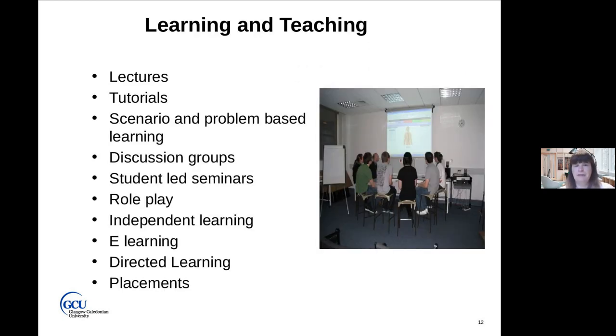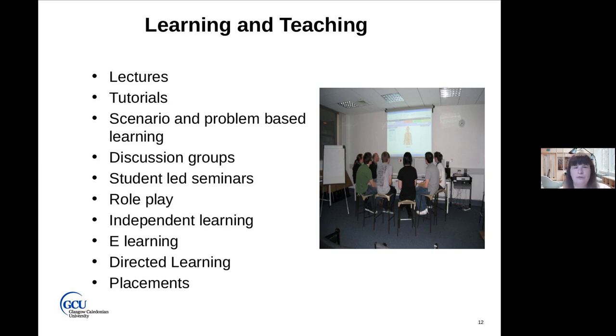In terms of our learning and teaching then, this is one of our wee classrooms in A135. And that's just some students working. As you can see, they've got a human body up there on the screen, and they're labelling the anatomy. So there are various learning and teaching opportunities, and we do try to vary what we do. There are lectures, obviously, where we would come together as a group, and that's where the PowerPoints come out and we're conveying the information to you.